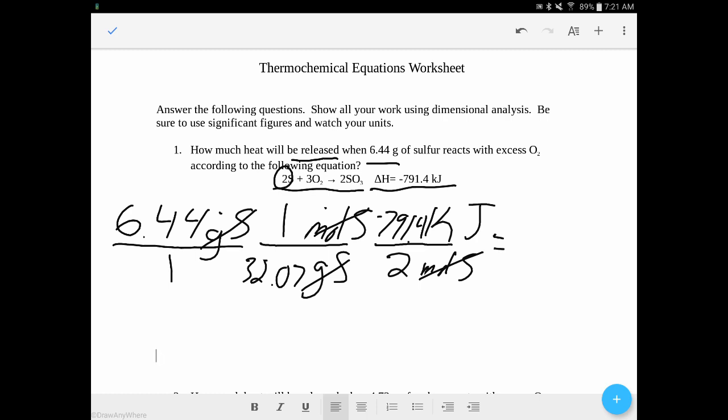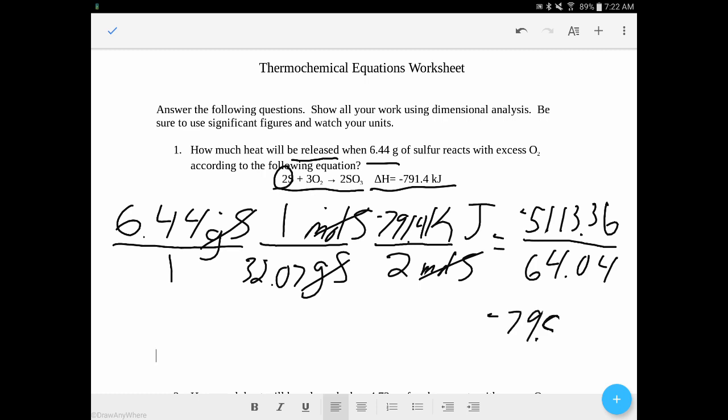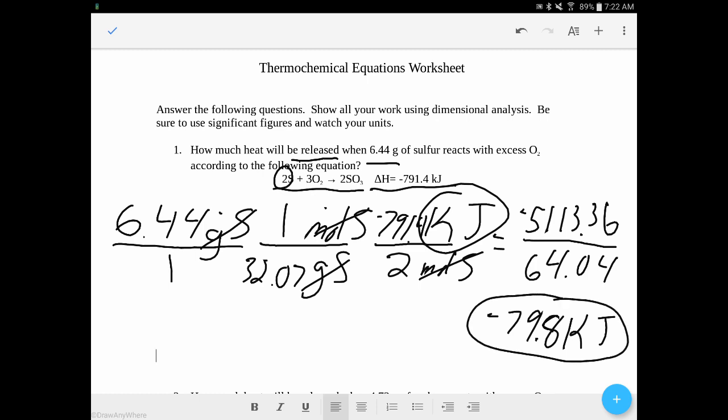So now we multiply all the top numbers. We get negative 5113.36. We multiply all the bottom numbers. We get 64.04. Then we take 5113.36 divided by 64.04, and we get negative 79.8. And can't forget our units, kilojoules, because kilojoules are what is left here. So this is our final answer. And that's all there is to it.